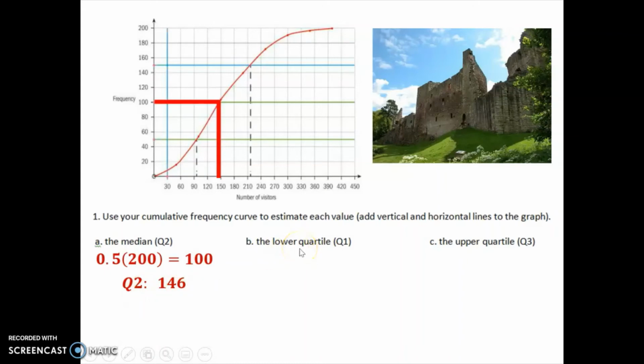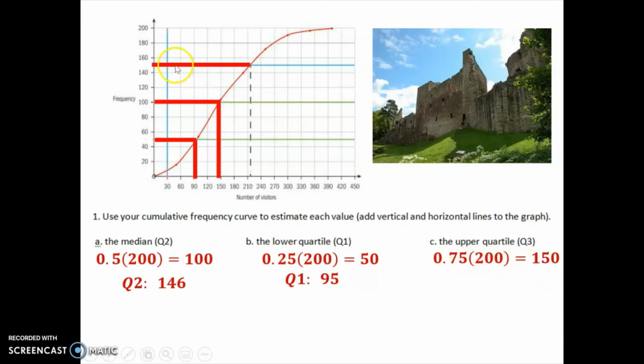Try the same thing for the lower quartile. Lower quartile, remember, is 25% of the way through the data. So 0.25 times 200 gives us 50. So position 50 is 1/4 of the way through the data. And that makes sense, 50 is 1/4 of 200. So you go across from 50, down from the curve there, and you get to about 95 roughly. I'm a little bit beyond 90 there. So 95 is our Q1 value. How about Q3? Find it now. Q3 is 75% of the way through the data. 0.75 times 200 is 150. 150 is here. Go down from the curve. About 215 is our Q3 value.